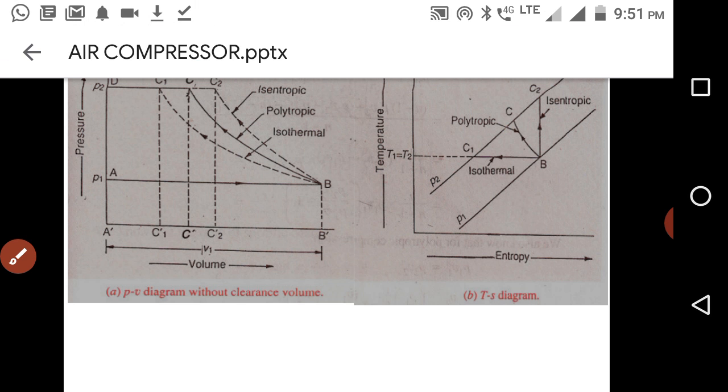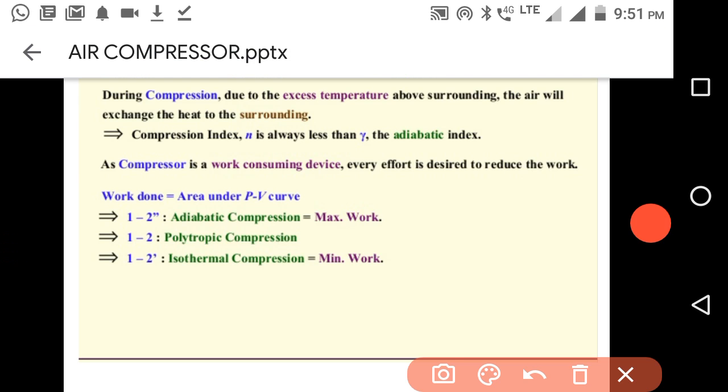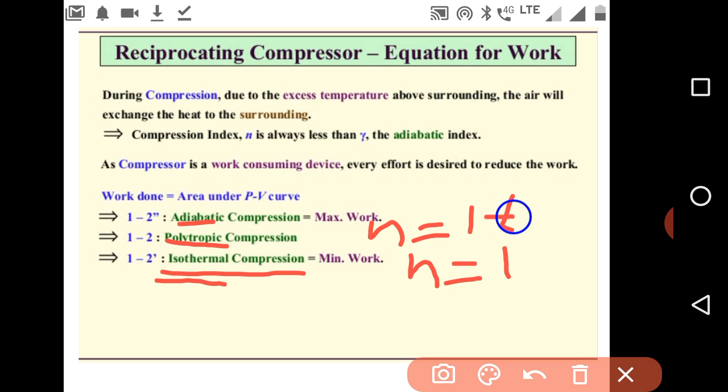Now see, in the isothermal compression process, we have already discussed what is the isothermal process, what is the polytropic process, and what is the adiabatic process. In isothermal process, index of compression is 1. In polytropic process, index of compression will be from 1 to 1.4. And in adiabatic compression process, the index of compression is 1.4.